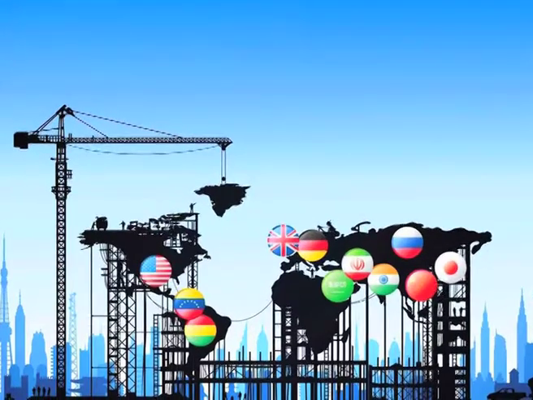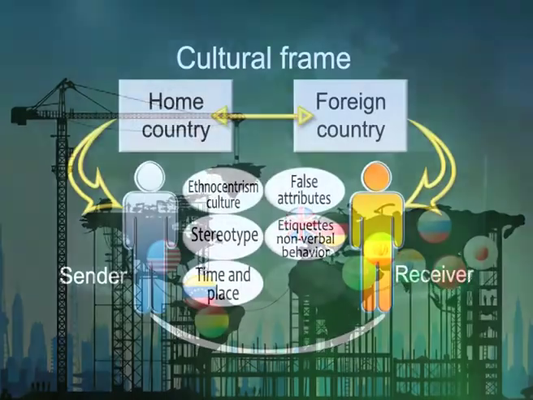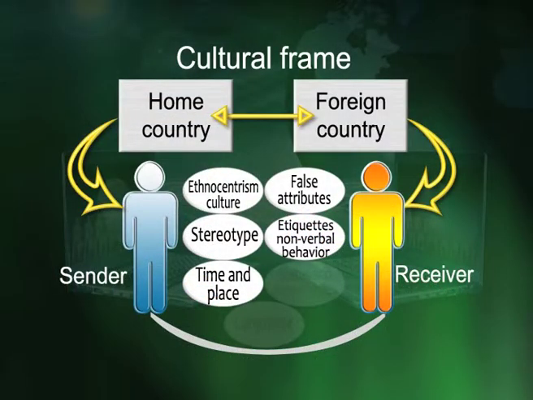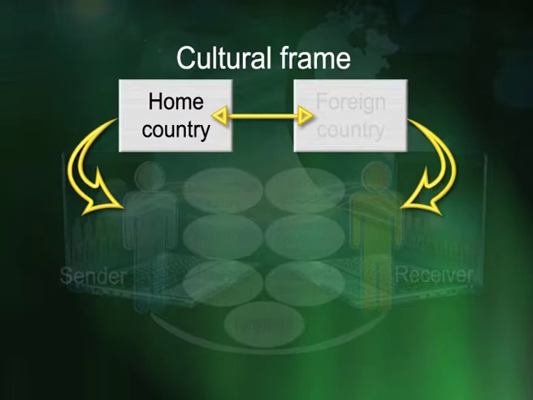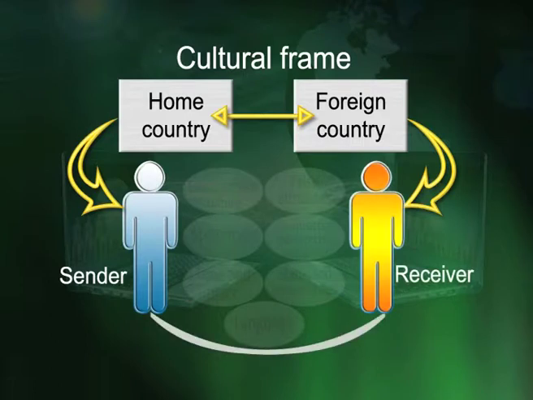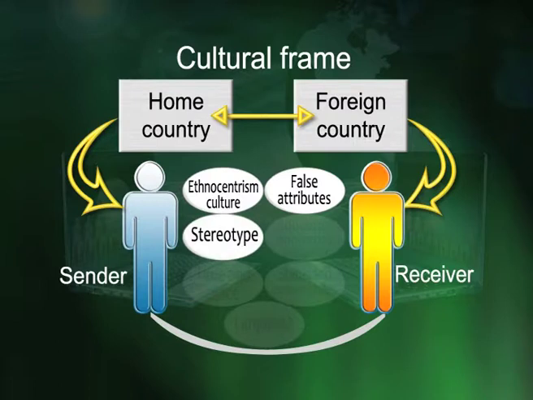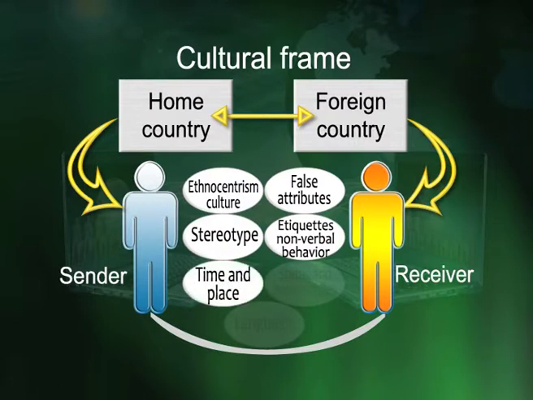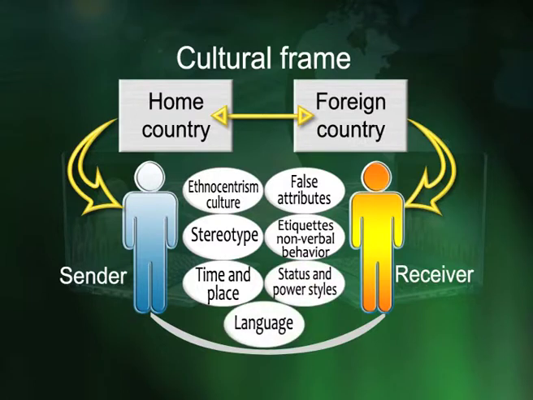Let's see this new world where the markets are connected. This diagram shows how they are connected. First, you have the cultural frame of the home country and the cultural frame of the foreign, that is, the non-home country. Then you have the sender and the receiver. In between, they are connected by ethnocentrism, false attributes, stereotypes, etiquette in terms of non-verbal behavior, time and place, the status and power styles of the people, and language, which impact business practices.